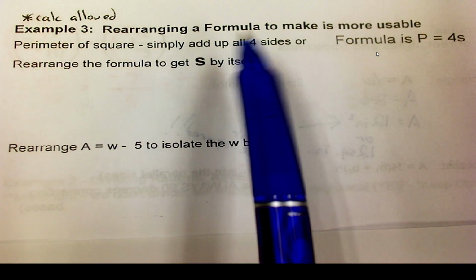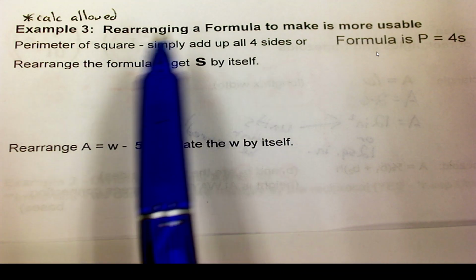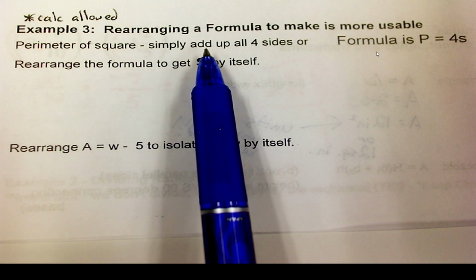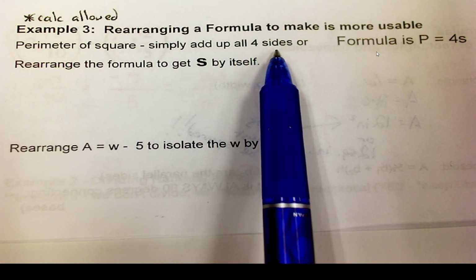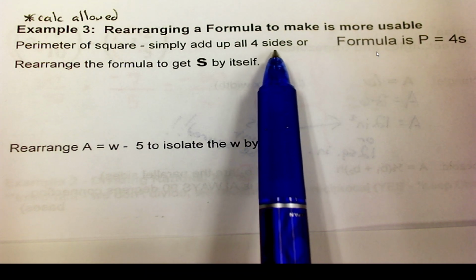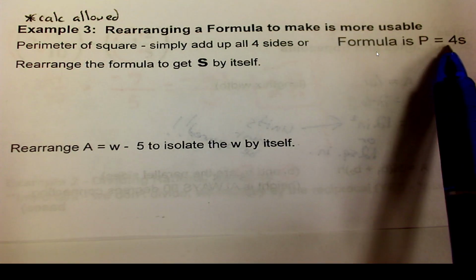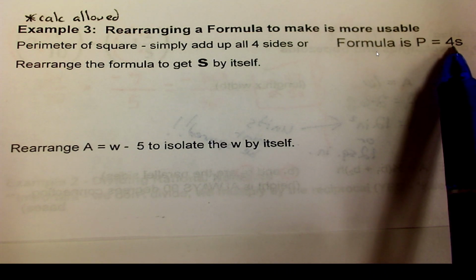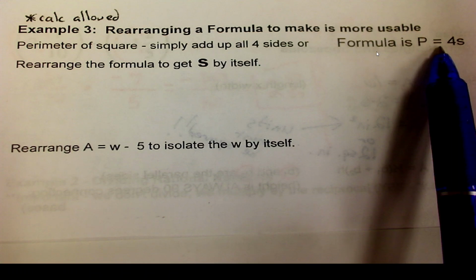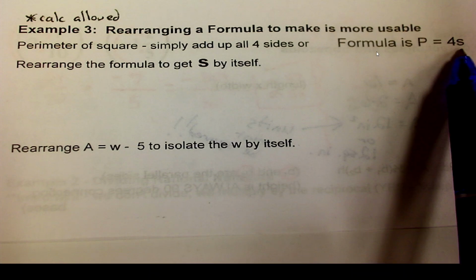So for example 3, we need to rearrange a formula so we can get what we need. See, the perimeter of a square, wouldn't you just add up all 4 sides of a square? And we had a problem like that just on the previous lesson, right? Or on the assignment. And we know that, but couldn't we just take the one side and times it by 4? In fact, that's how most of you did that. So that's the formula for finding perimeter of a square. It would be 4 times the length of one side.